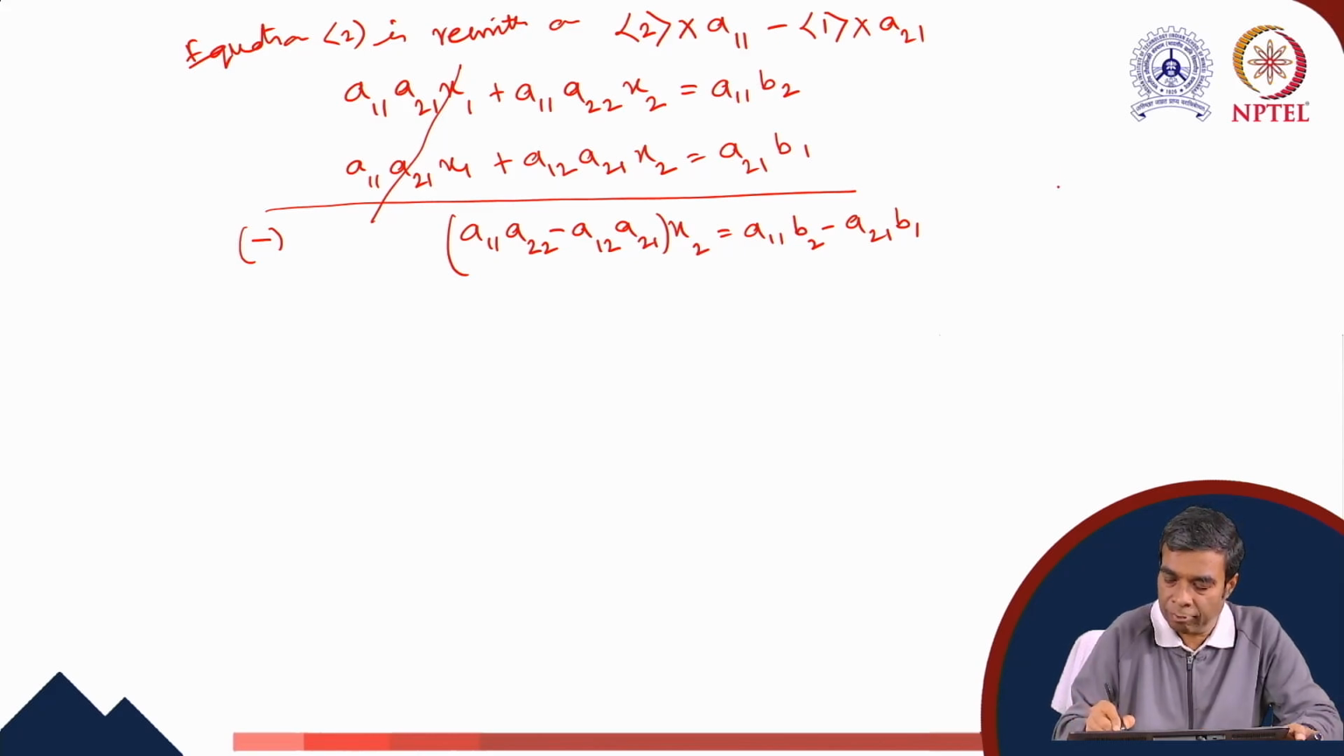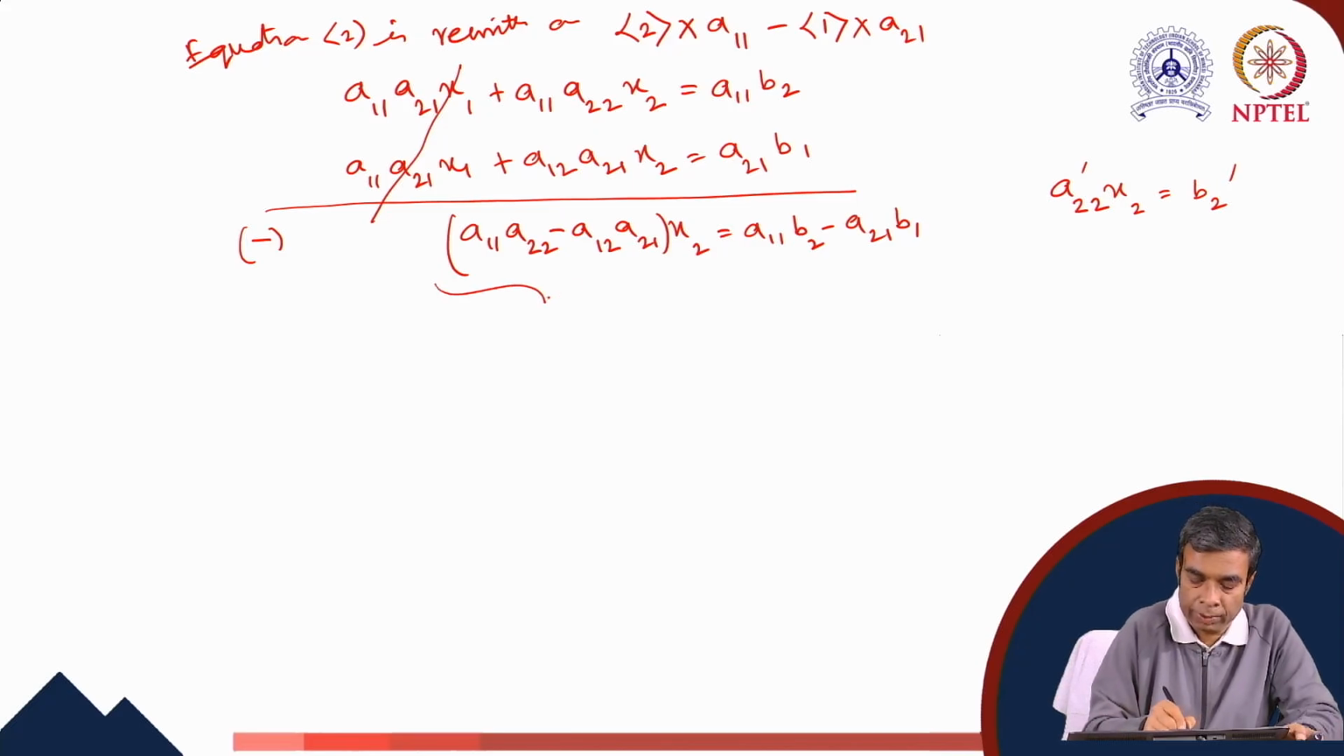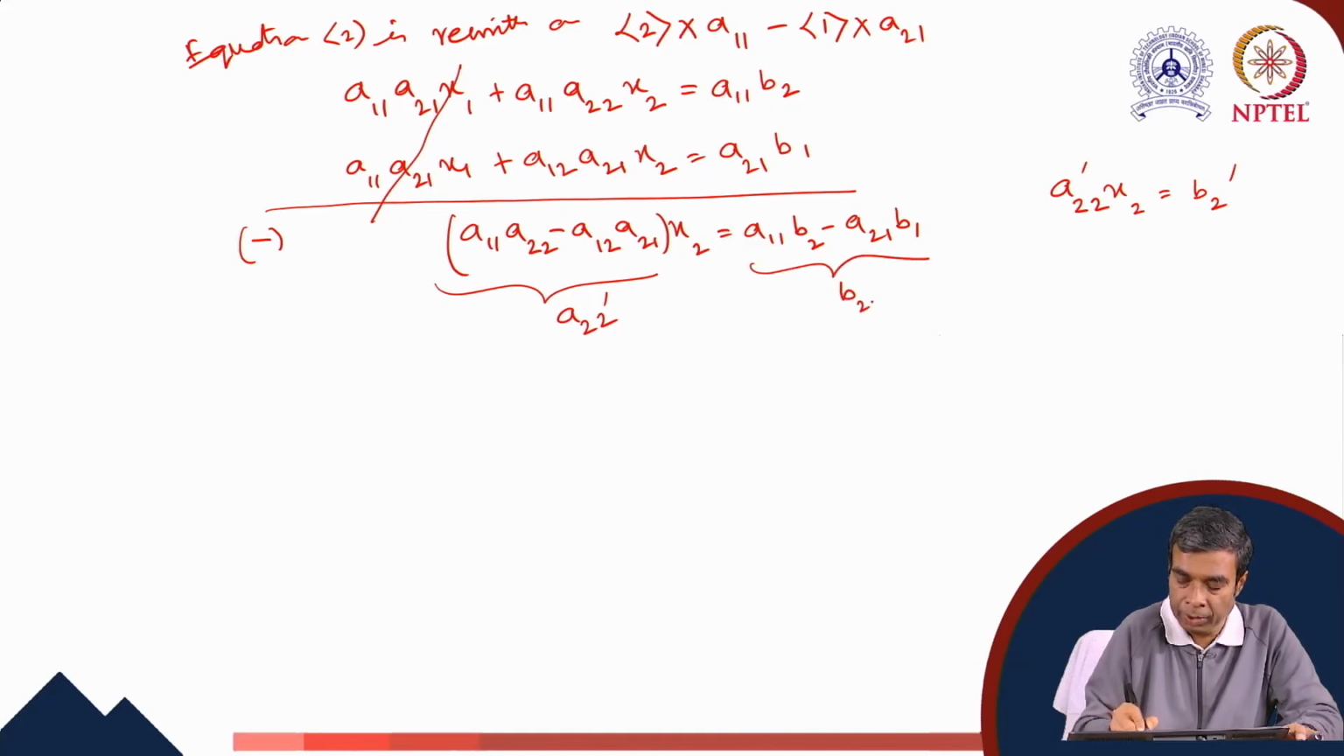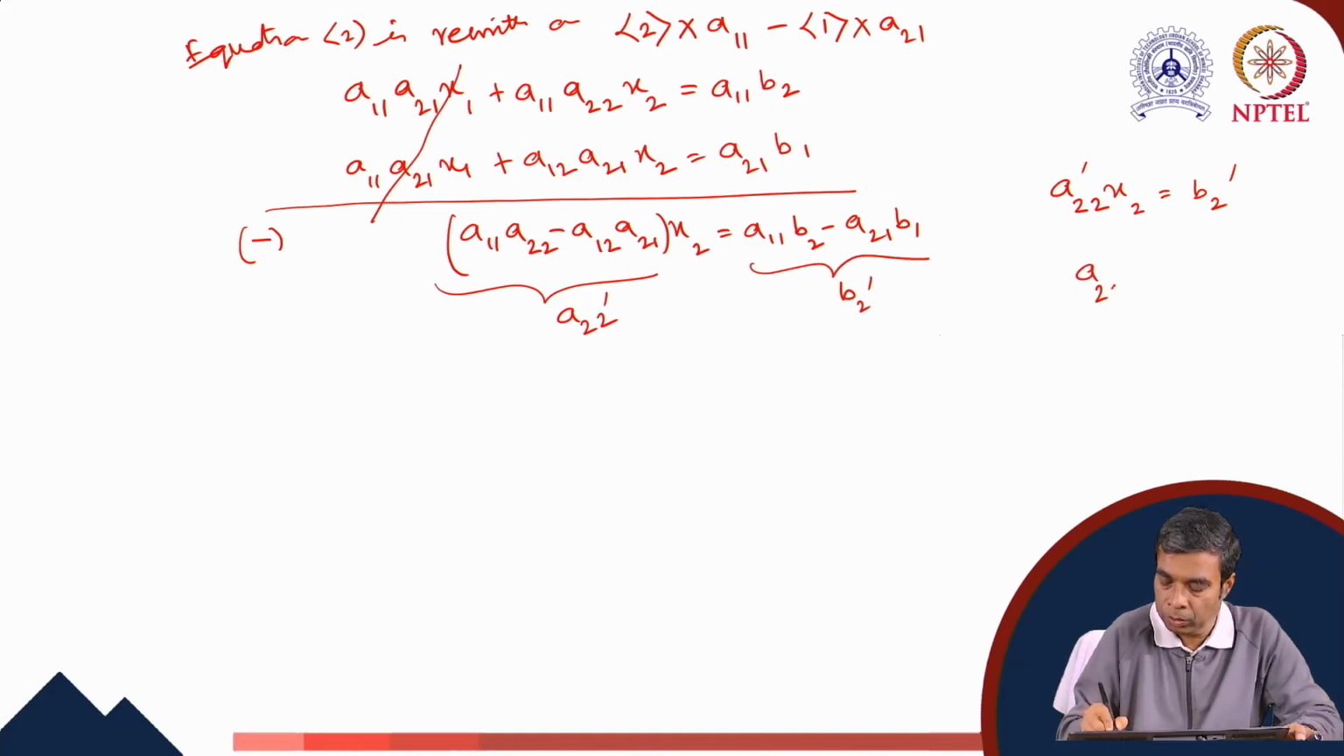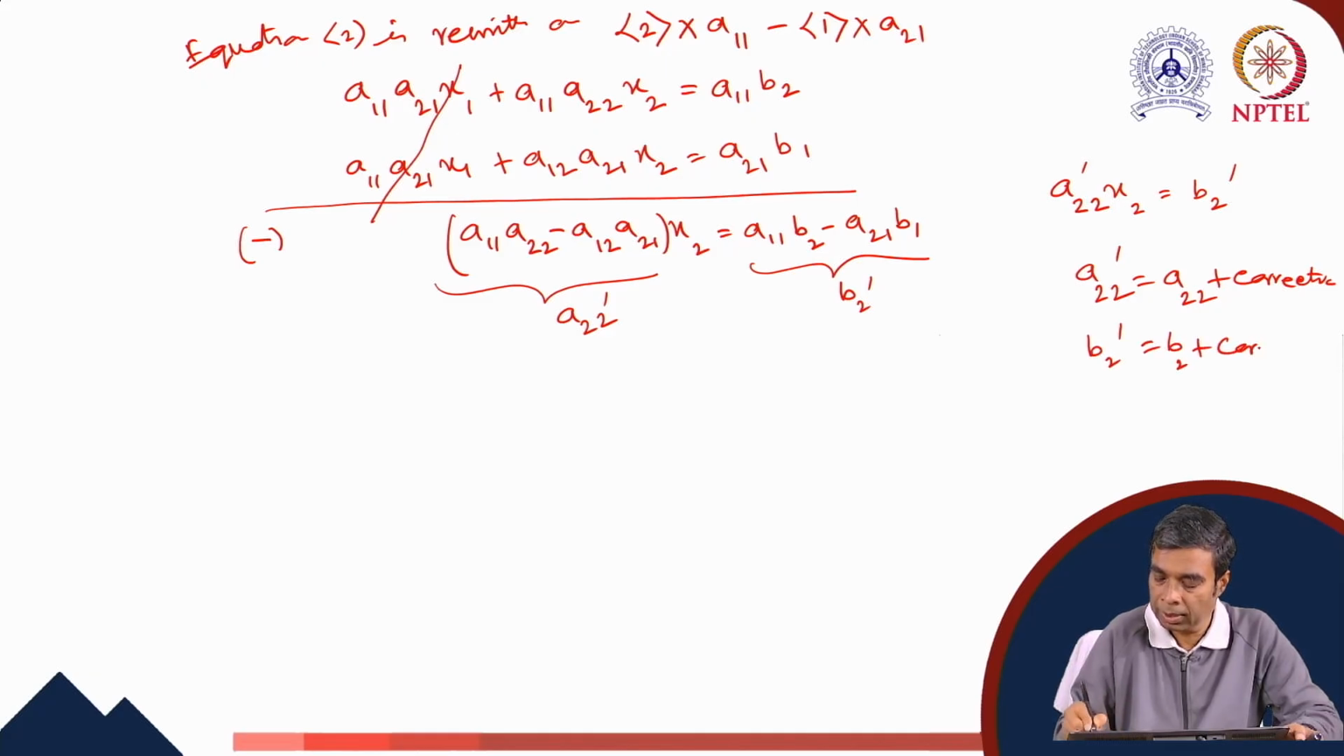Now our desired form was A22' x2 equals B2'. It means that this portion represents A22' and this portion represents B2'. Now A22' equals A22 plus a correction term, and similarly B2' equals B2 plus a correction term.